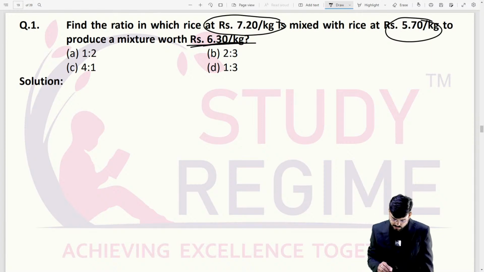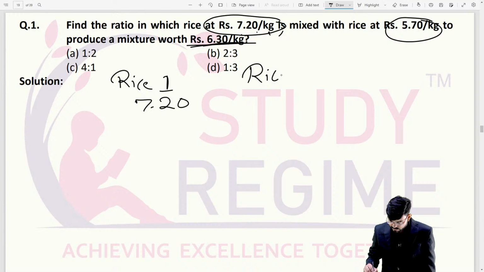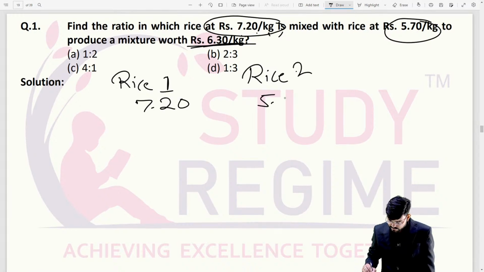Find the ratio in which the rice at 7.20 per kg is mixed with the other rice. Okay, I will write. First rice 7.20, and the second rice, it is mixed at 7.50.